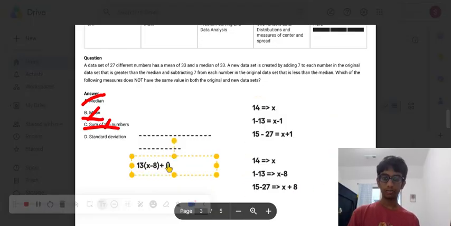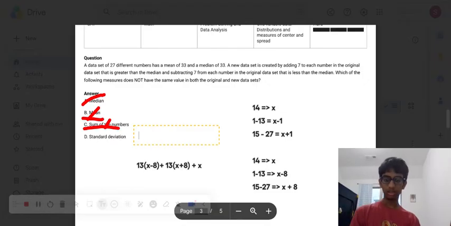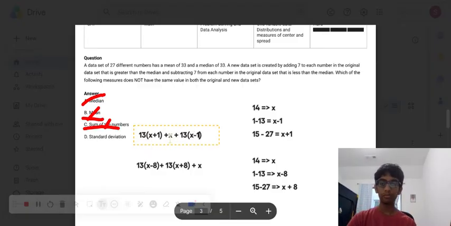x plus another 13 of x plus 8, right? Plus x. That would be our total. This would be equivalent to 13 x plus 1s plus x plus 13 x minus 1s, right? What we can do to figure this out is simply distribute it, and we'll find out that the sum would be the same.